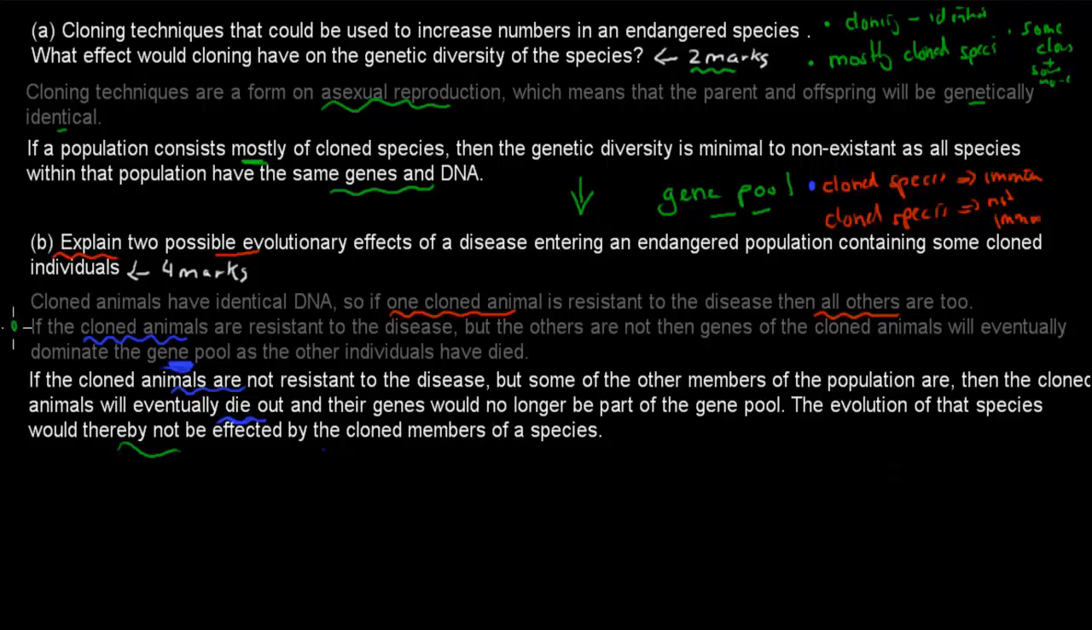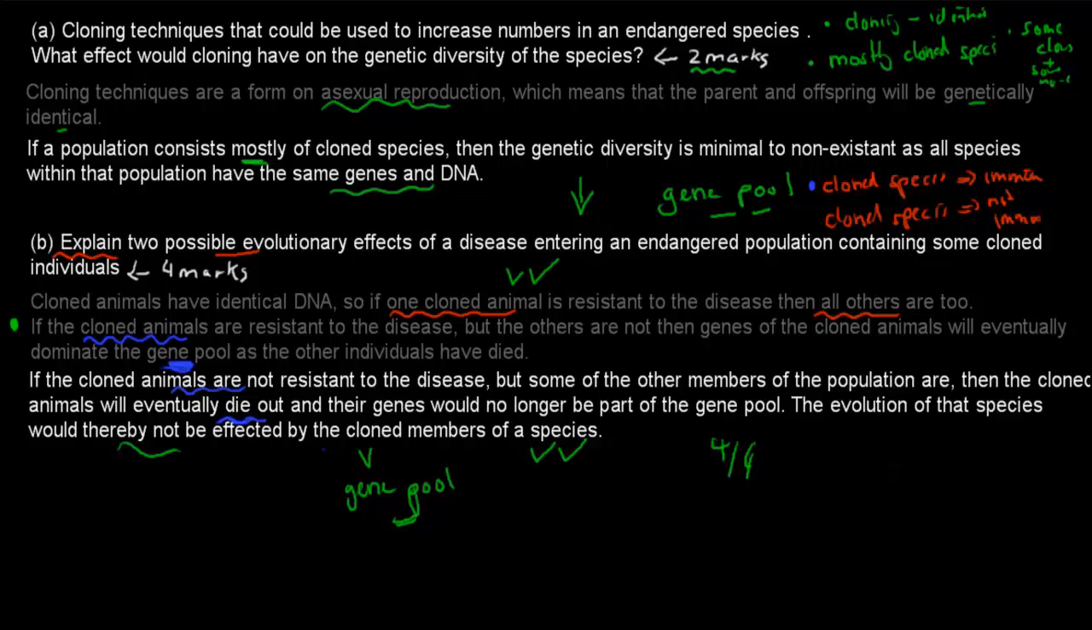But in example 1, we have a gene pool which comes only from the one identical cloned animals' gene pool, because the cloned animals have survived. In the second example, we have a gene pool with a lot of variation because the clones have died out and the normal members are still around, so the gene pool would have quite a bit of variety. You would get 2 marks for the first and 2 marks for the second, just briefly describing the different scenarios. And that would be 4 out of 4.